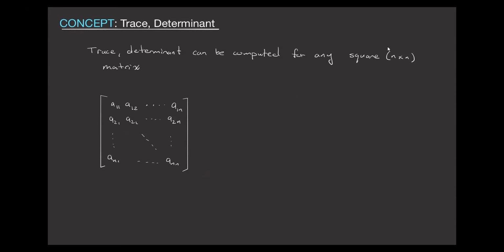If this is going to be our, let's say A, which is an n by n matrix, the trace of A, usually denoted TR of A, is going to be equal to just the sum of these entries, i equals 1 up to n, which another way to write this is A11 plus A22 plus dot, dot, dot, up to Ann.